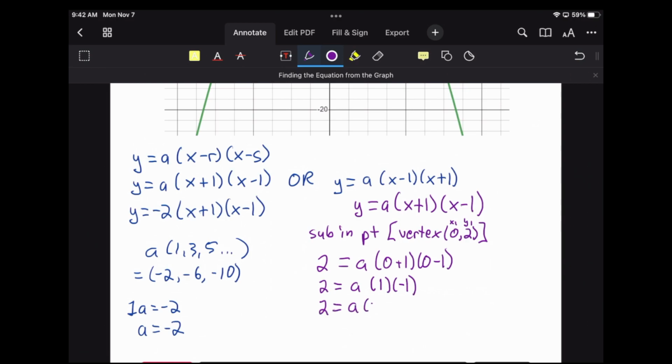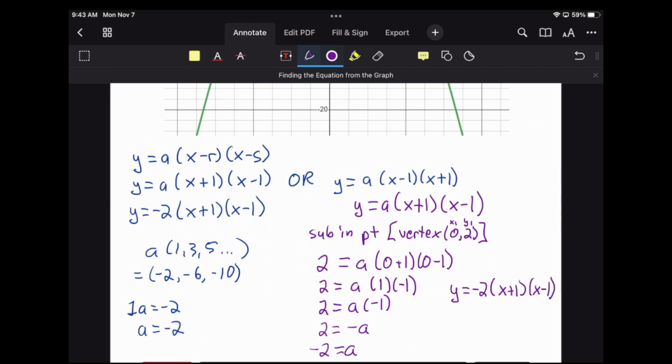1 times negative 1 is negative 1. 2 equals a times negative 1, which is negative a. And basically I want to get a by itself, not negative a. I can just flip the signs on both sides of the equation. That's allowed. Or you can think about it as dividing each side by negative 1. Either way, we're going to end up with negative 2 equals a. And hey, that's the same value we had over here using our step pattern method. So I can just state that the equation is y equals negative 2(x plus 1)(x minus 1).